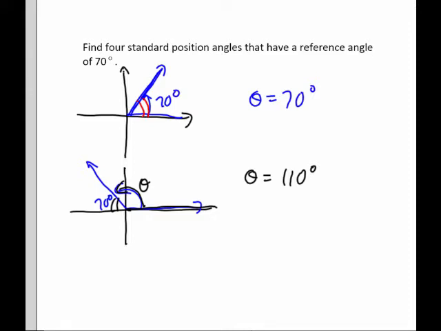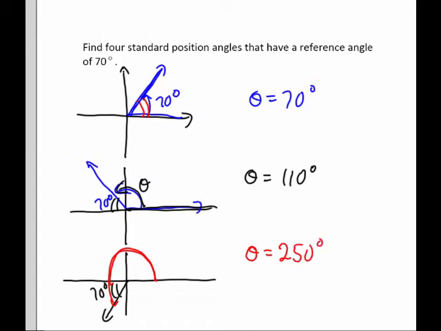If I were to reflect that terminal arm into quadrant 3, so if this little section was 70, then my standard position angle is going to be measured from the positive x-axis. My standard position angle would be 180 plus the 70, or 250 degrees. So all 3 of these angles have the same reference angle.